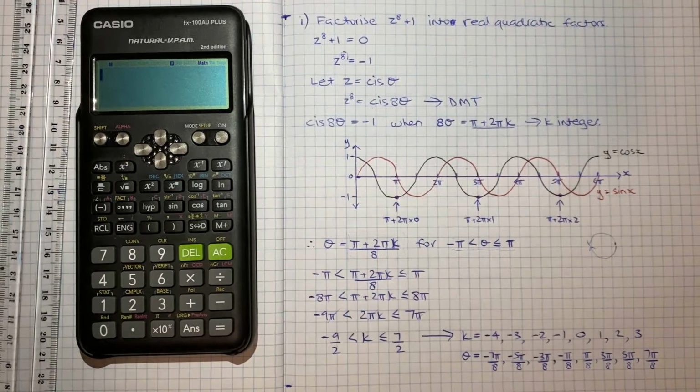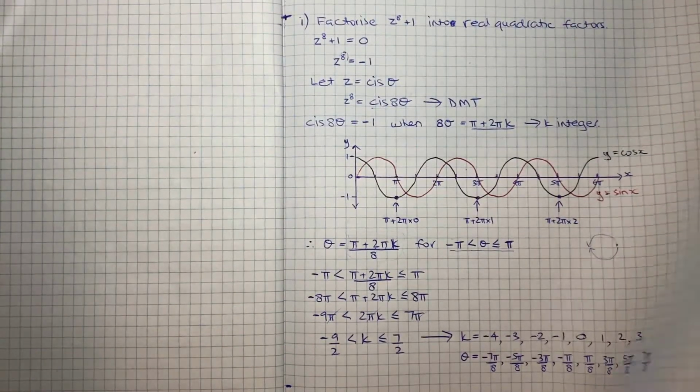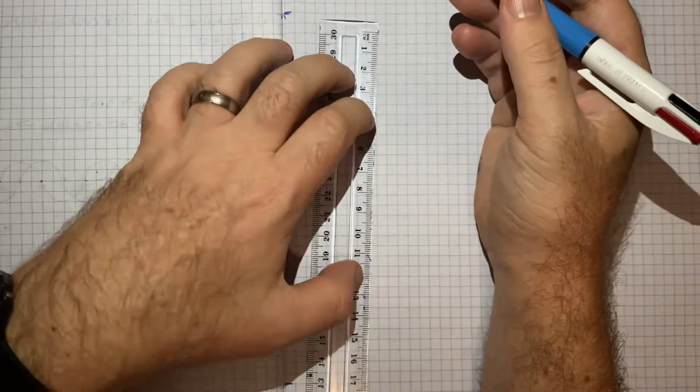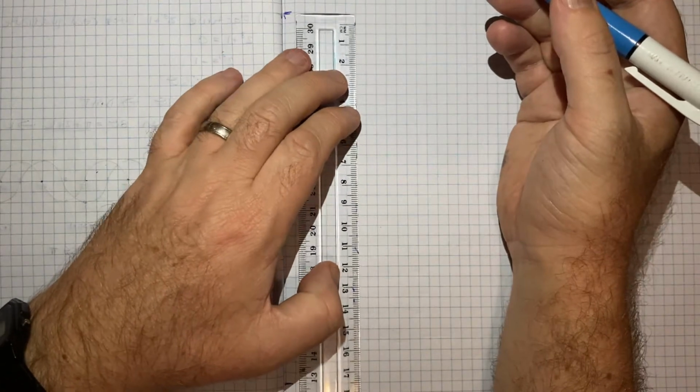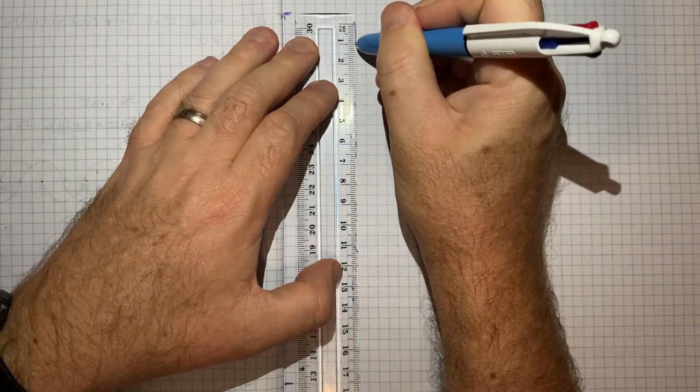So now what we can do is maybe I'll draw those up onto an Argand diagram because I think it's helpful to see really what we're dealing with here. So I'll just draw a small Argand diagram here.